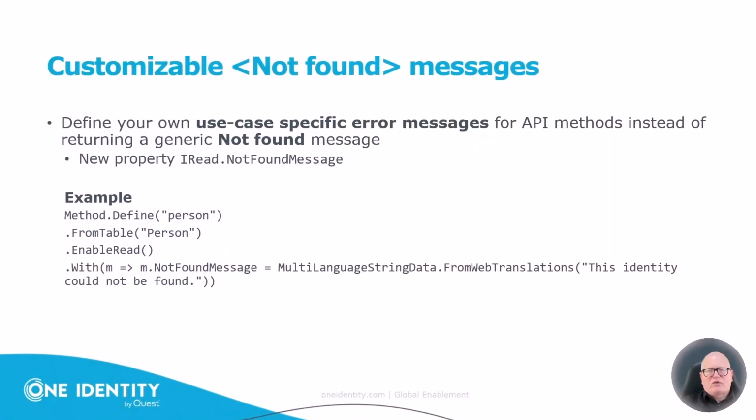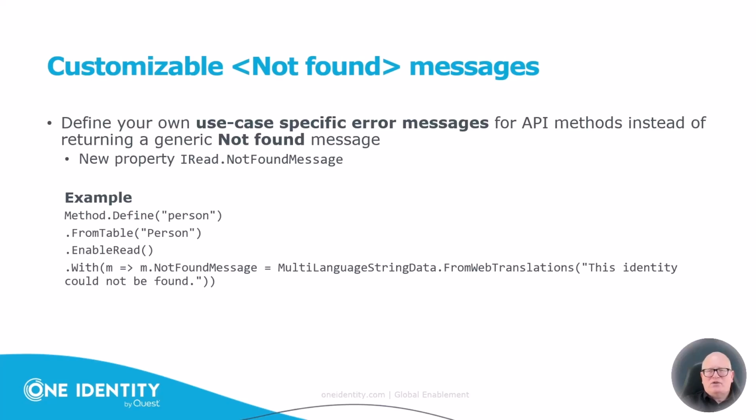New in the API server, one of the customer requests we got since a while, especially from enterprise customers, are customizable not found messages. What is behind that? If you try to get something from an API endpoint or from an API method and there are no objects returned, you typically get a generic not found message. That message says something like no objects found.